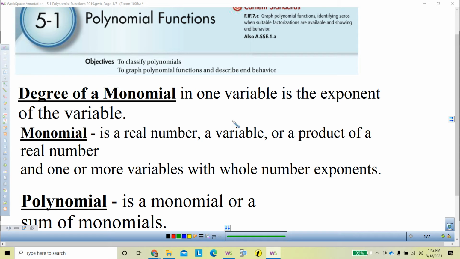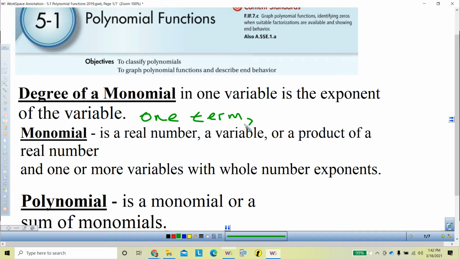So the degree of a monomial in one variable is the exponent of the variable. With this one, I don't really need to rewrite it, but I'd like to give you examples of a monomial so you know what it means. A monomial is one term, so that's probably a good thing to write down. You should know already what a term is, but by the end of the lesson for sure, you'll know what a term is.